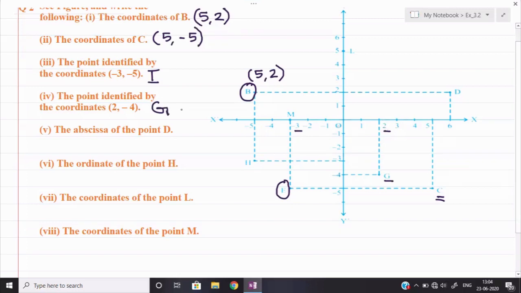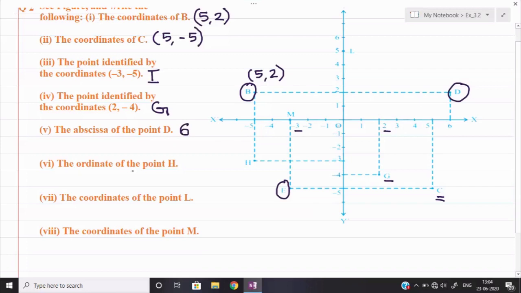Now similarly the fifth point. What are they saying? The abscissa of point D. Abscissa means the x coordinate. So we need to find the x coordinate. First of all, look at point D here. This is point D given to us. Now D has how much horizontal length? Observe, this is the horizontal length. How much is it? 6. And the vertical length is 2, but they are asking only for the horizontal length, meaning the abscissa. That will be 6.